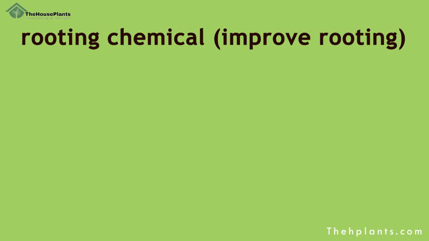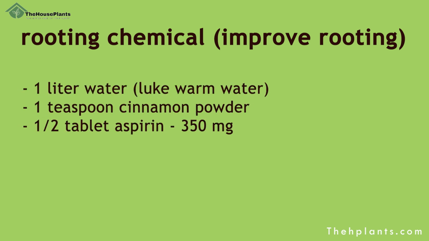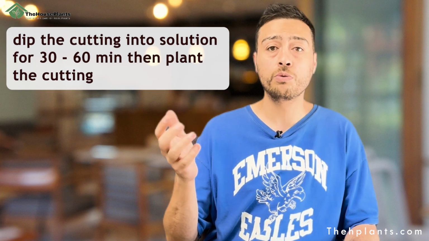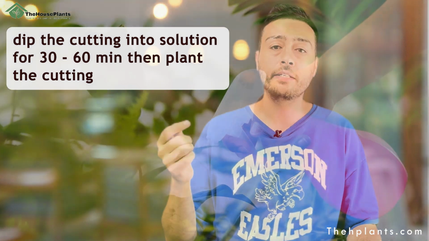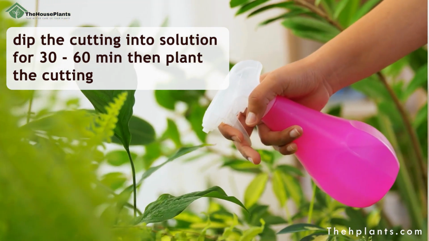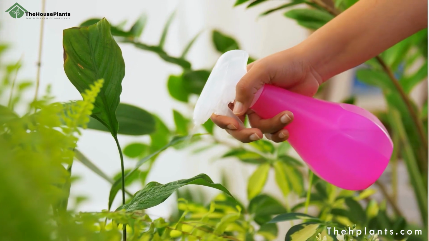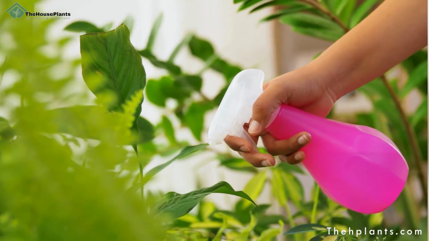For using this tablet, you should use 1 liter of water. Actually, it's better to use lukewarm water, and 1 teaspoon of cinnamon powder and half of an aspirin tablet, a 350 mg tablet. This solution can improve rooting of your cutting. After making this solution, you should dip the cutting into the solution for 30 to 60 minutes and then plant the cutting in the soil. If you do this, its rooting will increase and improve.